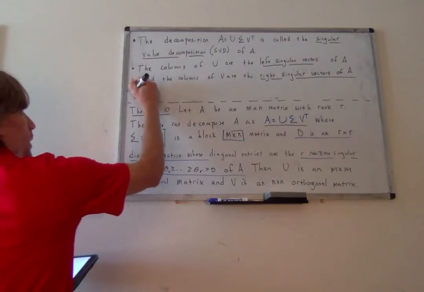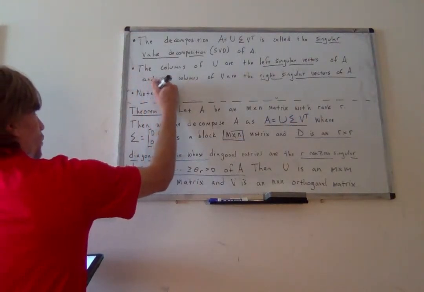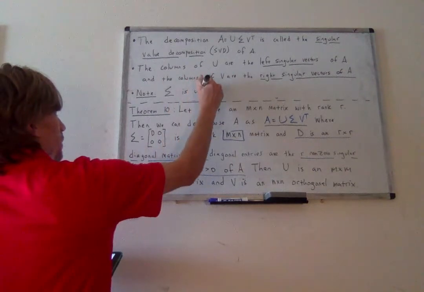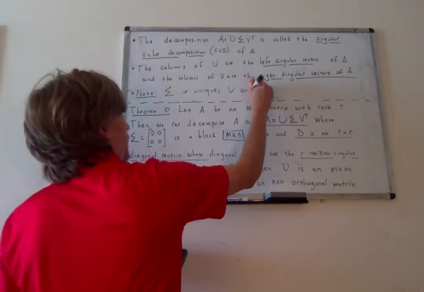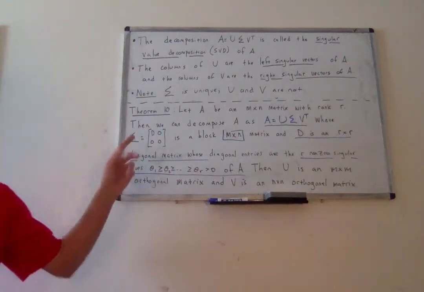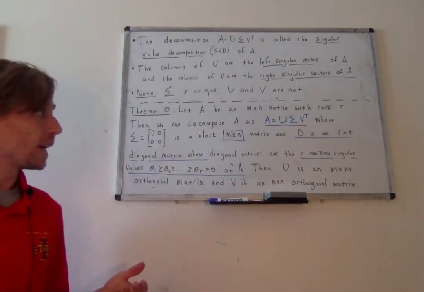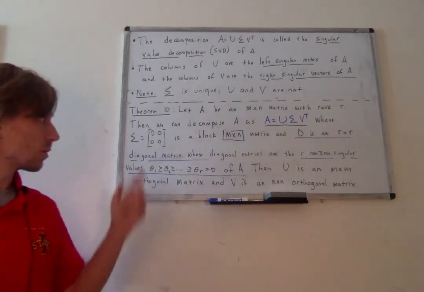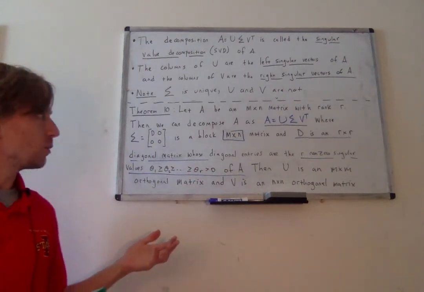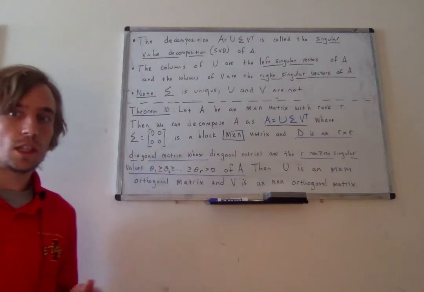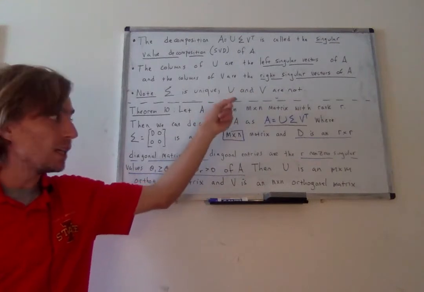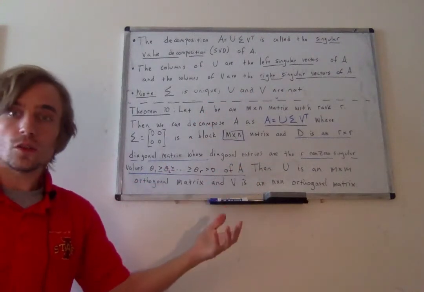And so just a quick note about this theorem, and then we'll move on to the proof. Sigma is unique. U and V are not. So what does that mean? This matrix sigma we calculate in the singular value decomposition of A will always be the same matrix, right? Because the singular values of A will never change. The number of non-zero singular values of A will never change. And so therefore, this matrix sigma will always be the same. However, we can find a variety of different matrices U and V that are orthogonal and match the correct dimensions.